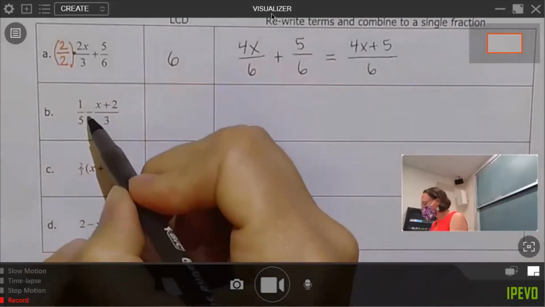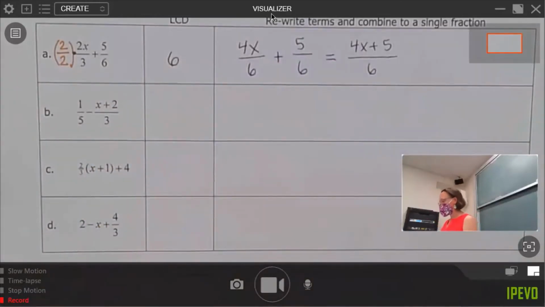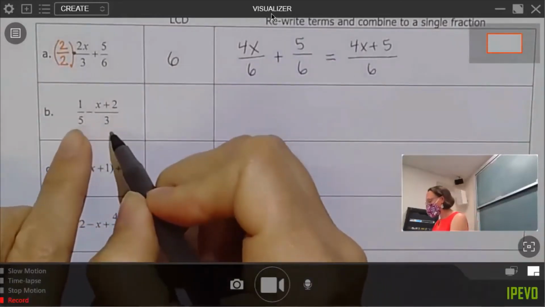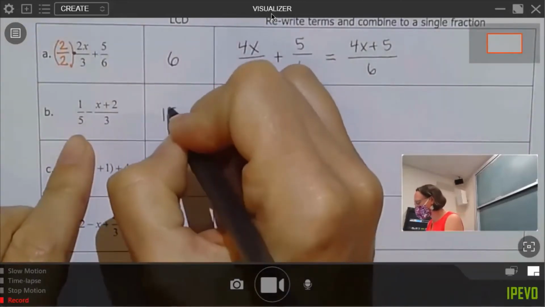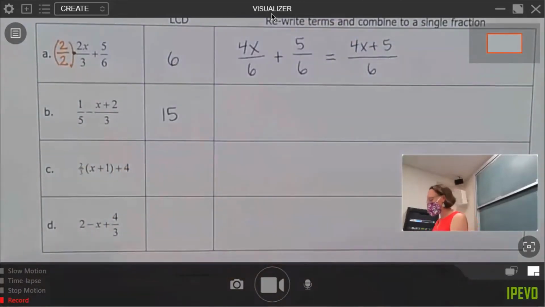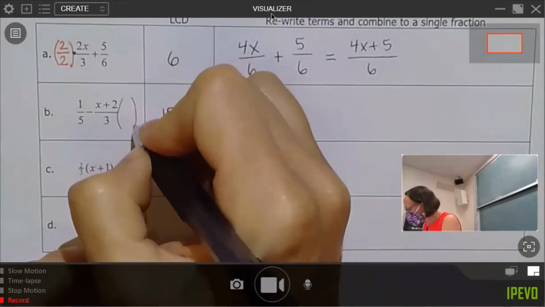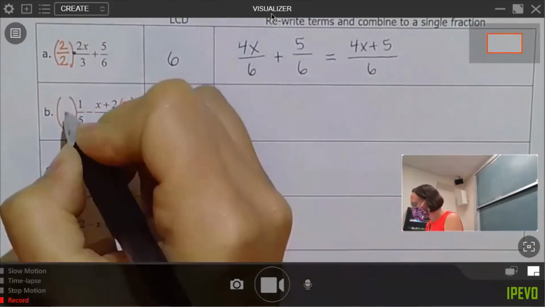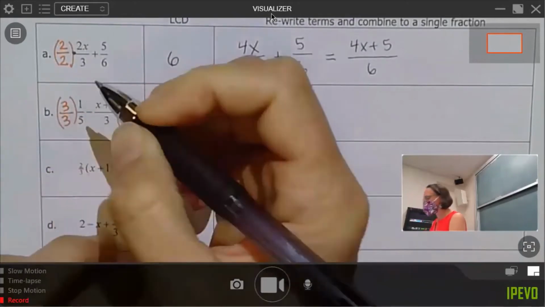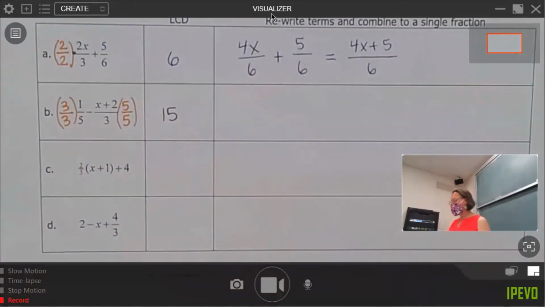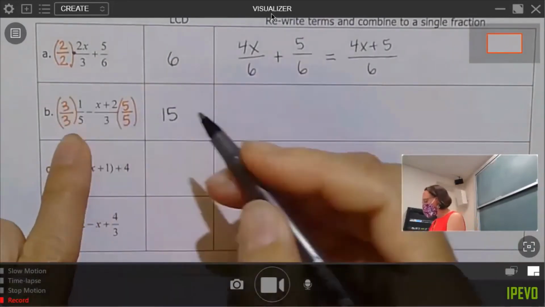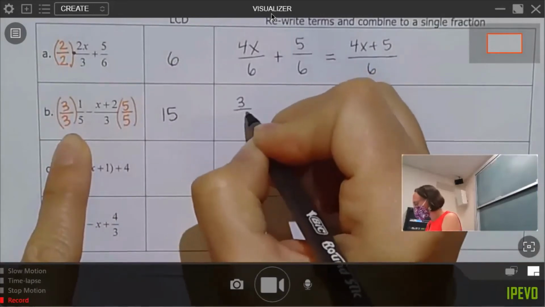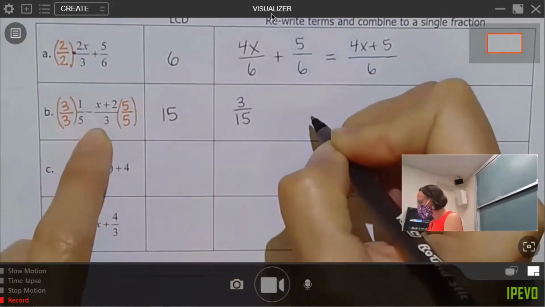I've got subtraction, so I know I need a common denominator. My lowest common denominator here with 5 and 3 is going to be 15. So I'm going to come in, getting my common denominator, I'll multiply by 5 over 5, multiply by 3 over 3, so that I'm always multiplying by 1 and not actually changing the value of what we're working with. So on the left-hand side, that's a 3 over 15.